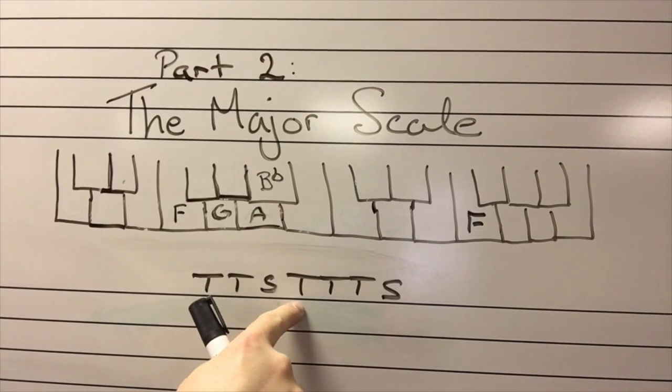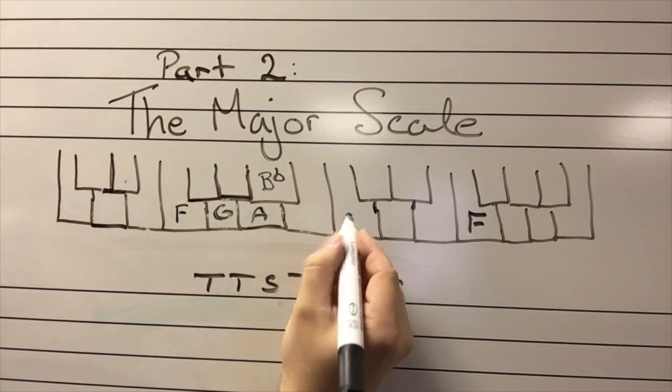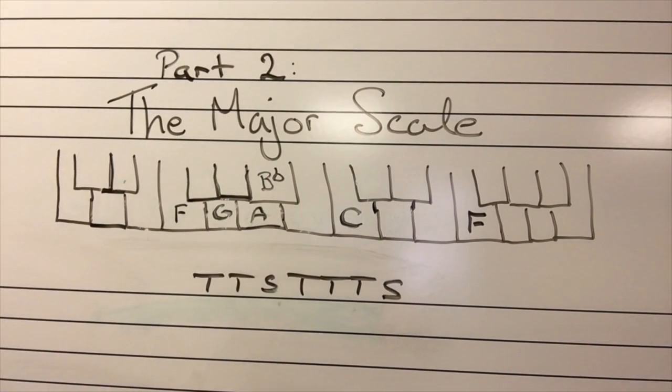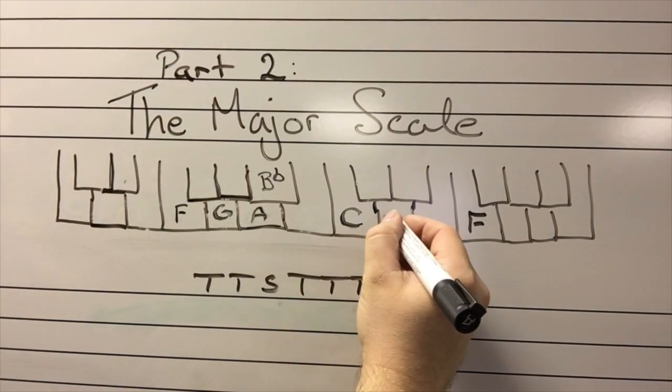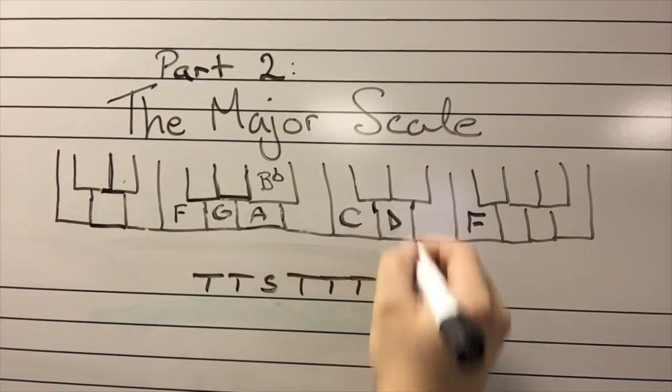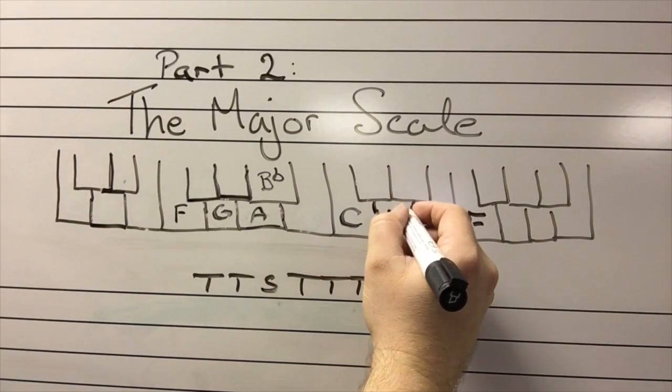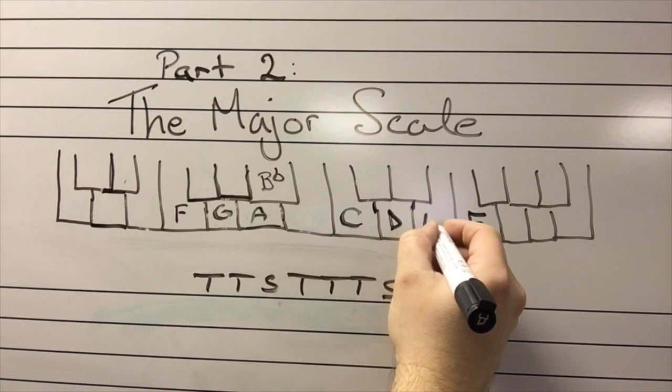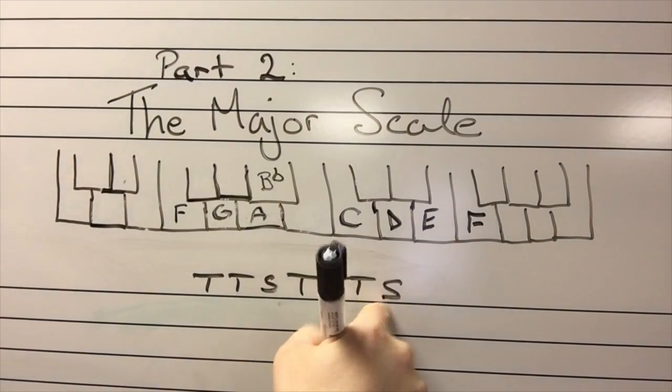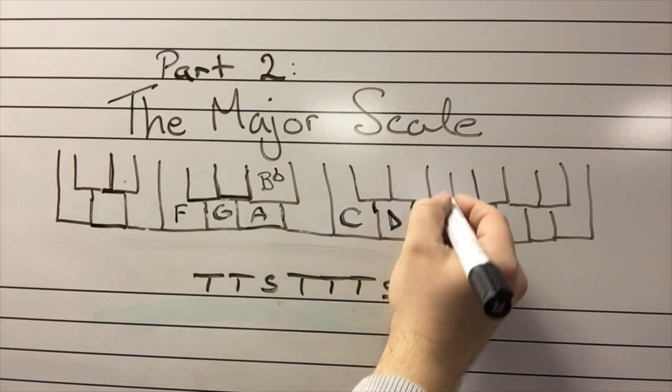Our next is a tone, 1, 2, C, tone, C to D, tone, D to E, and then a semitone, E to F. There's no steps in between.